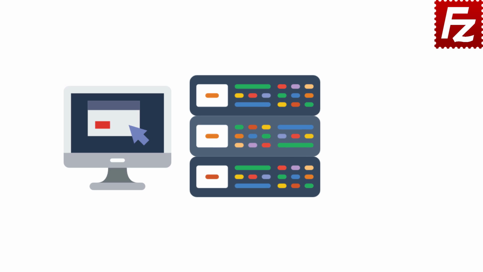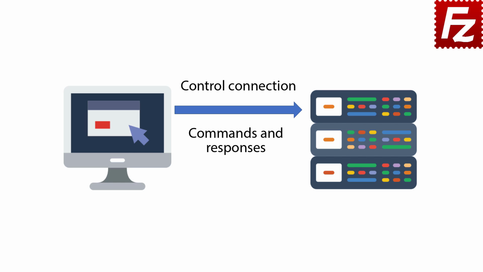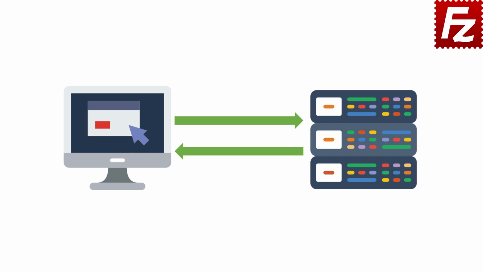FTP uses a client-server architecture. The client, for example FileZilla or FileZilla Pro, sends a connection request, usually to server port 21, as per protocol specifications you find in the description. This is the so-called control connection. The control connection is used for sending and receiving commands and responses. For the transfer of files and folder contents, separate data connections are used. These can be established in two ways.